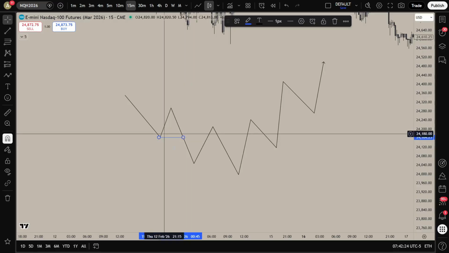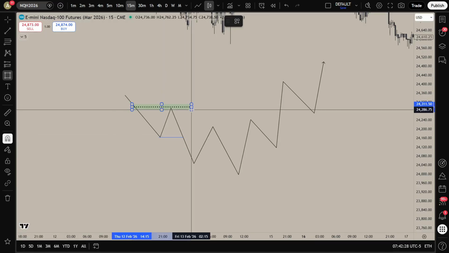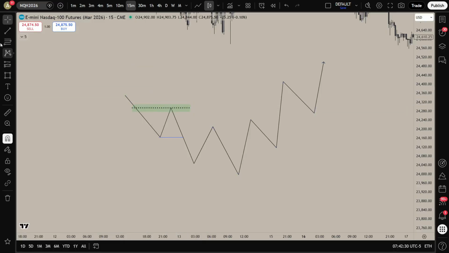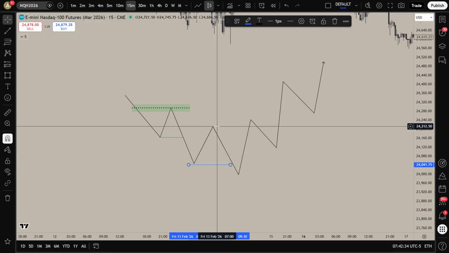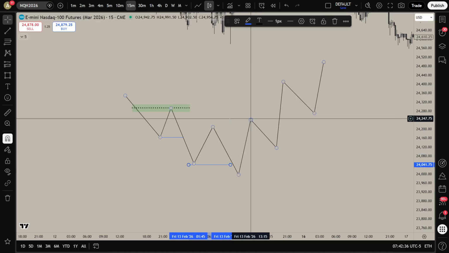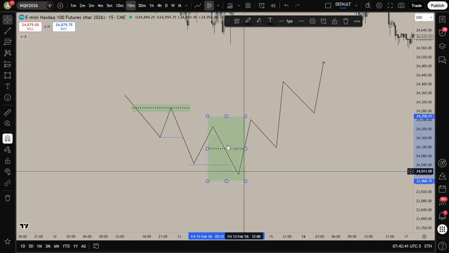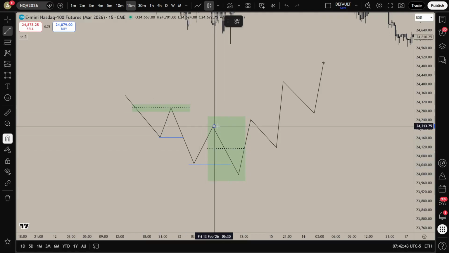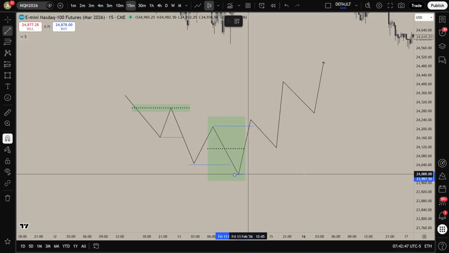When we break this, this is an ERL. When we retrace back, maybe into a breaker block, maybe into an order block, maybe into a fair value gap, this is an IRL. When we break this again, then we have formed ERL, IRL, ERL. Now if I consider the dealing range to be this only, then when this high gets broken, this will be ERL, right? And this will be ERL as well.